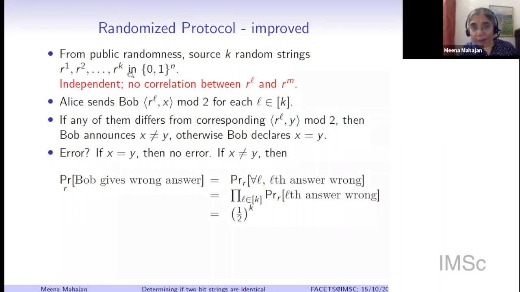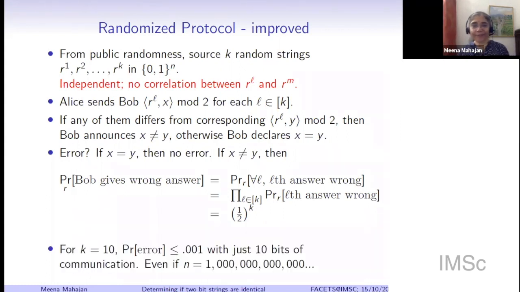But remember, all of them are independent. So I can write this probability as the product of the individual probabilities, that is 1 over 2 to the k. That means now the error probability has come down significantly. Even if k is as small as 10, the probability of error is 1 over 2 to the 10, that is 0.001, that is 0.1%. So with just 10 bits of communication, I can get down to 0.1% error probability, even if n is 1,000, 1 million, 1 billion, 1 trillion.